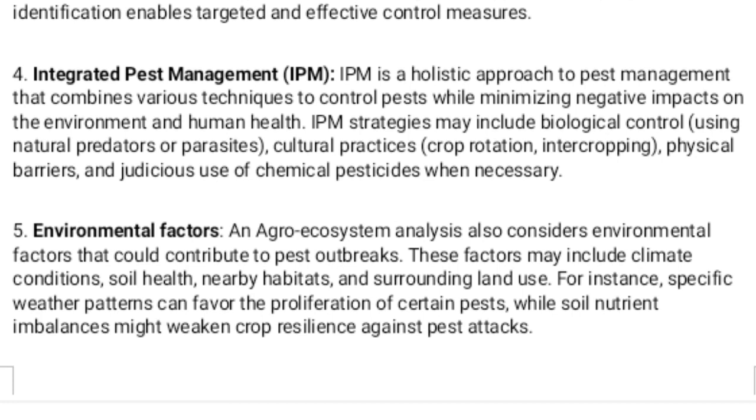Number 5, environmental factors. An agro-ecosystem analysis also considers environmental factors that could contribute to pest outbreaks. These factors may include climate condition, soil health, nearby habitats, and surrounding land use. For instance, specific weather patterns can favor the proliferation of certain pests, while soil nutrient imbalance might weaken crop resilience against pest attacks.